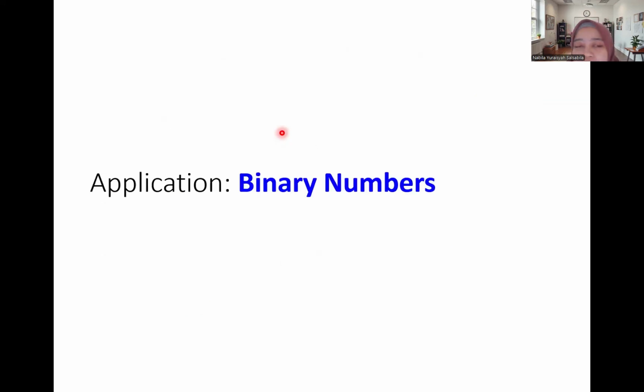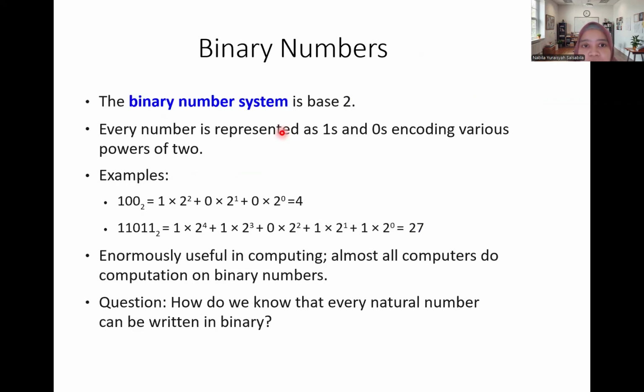So we can apply this to binary numbers. The binary number system is based on two, so every number is represented by ones and zeros. For example, we have 100 base 2.